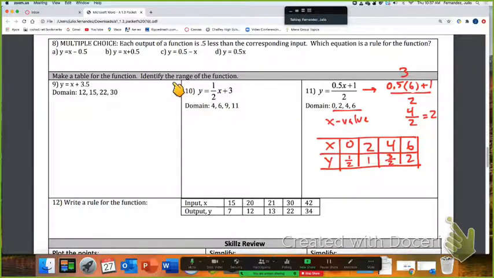All right, so the next thing we have to do is identify the range of the function. Remember, the range is just your y values. So all these y values, I'm just going to list: 1/2, 1, 3 over 2, 2. And there's my range. Okay, hopefully that helps.